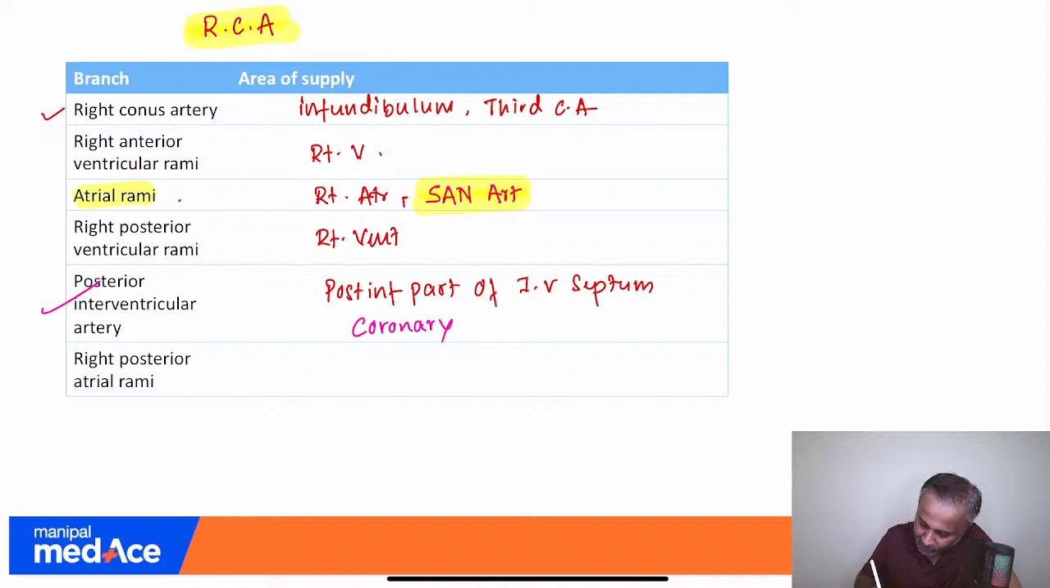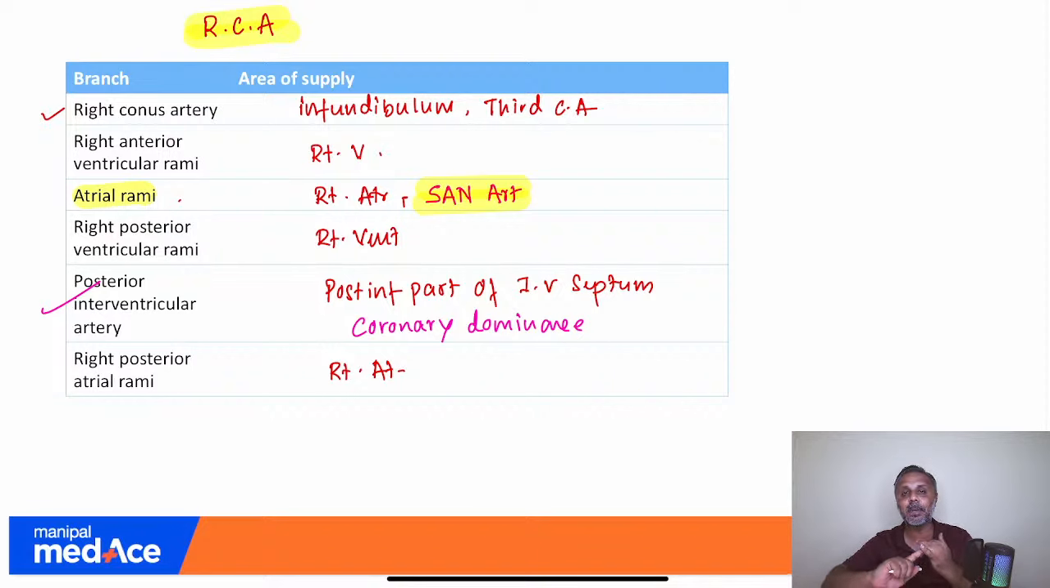This is the one which gives rise to coronary dominance. If the posterior interventricular artery is a branch of the right coronary artery, we call it right coronary dominance, which is more common. If it arises from the left, you call it left coronary dominance, which is less common. Then the right posterior atrial rami again supplies the posterior part of the right atrium. So if you summarize the arterial supply of the right atrium, it is mainly the right coronary artery that supplies the entire right atrium.